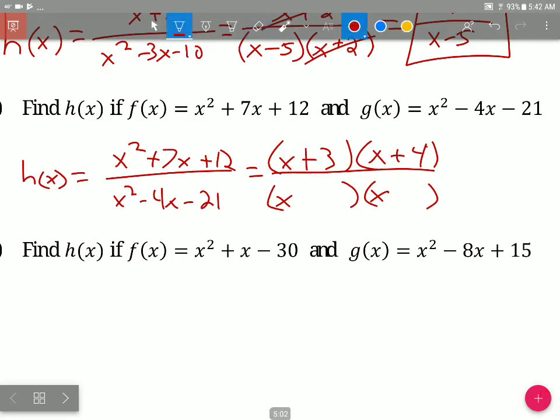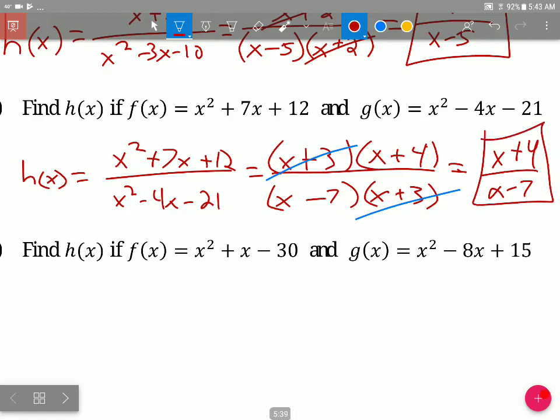All right, let's do the bottom. Two things that multiply to 21, still probably 7 and 3. And there's a negative number in the middle, so there have to be more negatives than positives. So the bigger number is negative. So x times 3 is 3x, and negative 7 times x is negative 7x, so that adds up to negative 4, which again is your middle term. Yay! From here, start canceling. The x minus 3 cancels, and you're left with x plus 4 over x minus 7. And that's your answer.